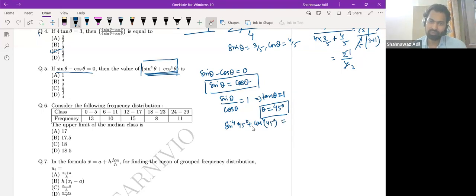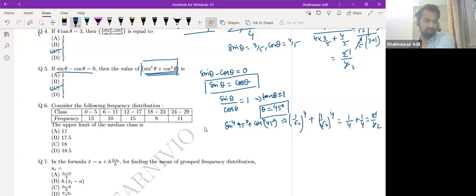So sine 4 of 45 is 1 by root 2 power 4. Or you can also say that this is 1 by 2 squared, which is 1 by 4, plus 1 by 4. So this is 2 by 4, which means half. This is the correct answer, right? And you can also think about other ways to solve this one.